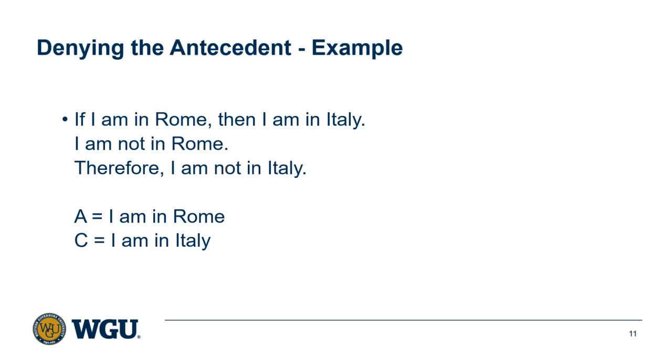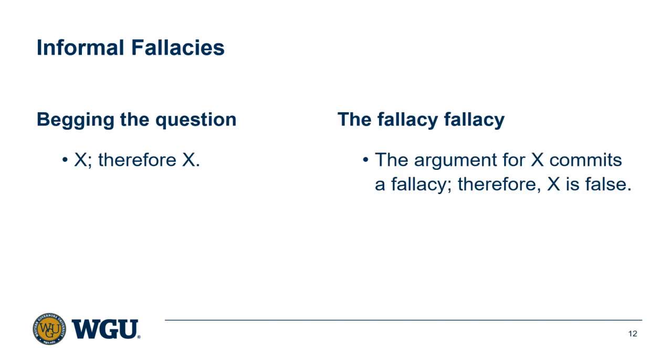Likewise, here's an example of denying the antecedent. If I am in Rome, then I'm in Italy. I am not in Rome, therefore I'm not in Italy. Pause the video and think this one through. Denying the antecedent, or claiming that I'm not in Rome, doesn't guarantee that I'm nowhere else in Italy. Hence, this is an invalid deductive argument or a formal fallacy.